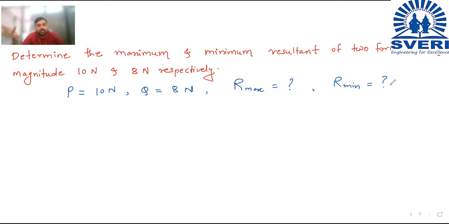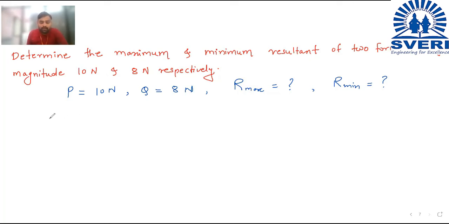And what is the minimum value of resultant, R minimum? It is P minus Q. So orally you can find out the answer. R max is equal to 10 plus 8, 18. R minimum is equal to 10 minus 8, that is 2. Is it okay? Yes, sir. So star mark this problem. This type of problem can also be asked in the MCQs.